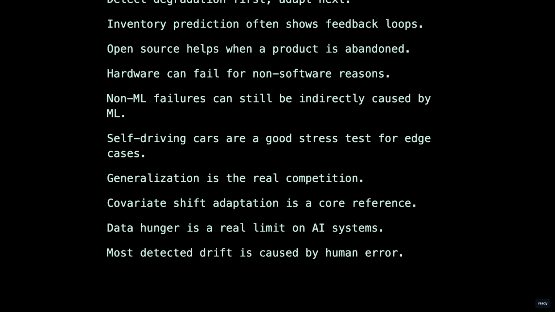That estimate is a useful reminder that drift is not always a mysterious natural phenomenon. Very often, the cause is operational: a bad pipeline change, a mislabeled field, or some other human mistake upstream.